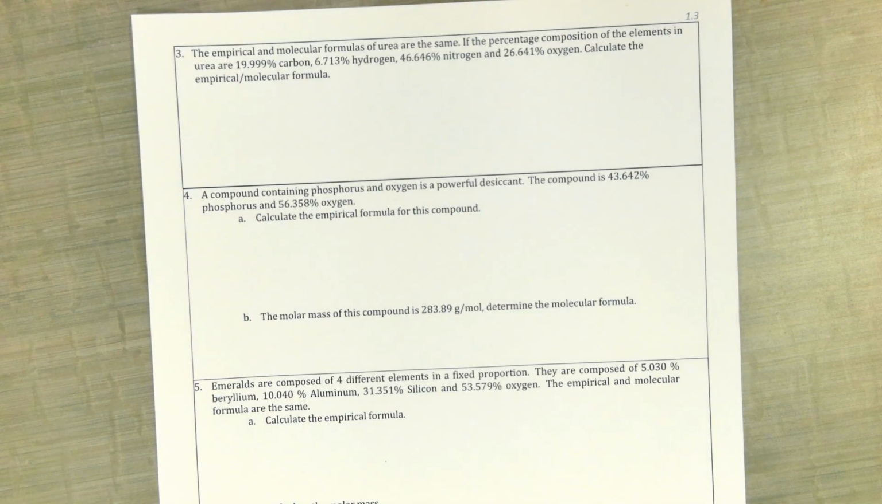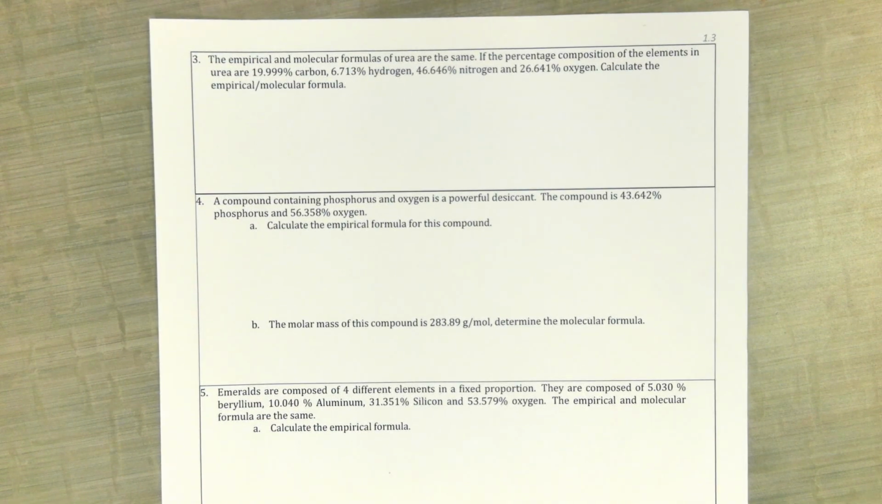Number 3 tells you the empirical and molecular formulas of urea are the same. So it gives you the percentages. You've got to convert those into grams, get them into moles by dividing by the molar mass, and then divide by the smallest mole number. Once you do that, you should get whole numbers again, and that will give you your empirical formula.